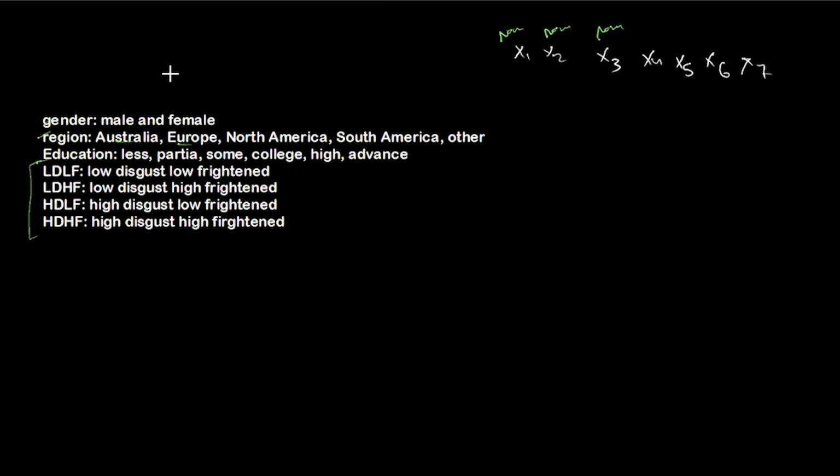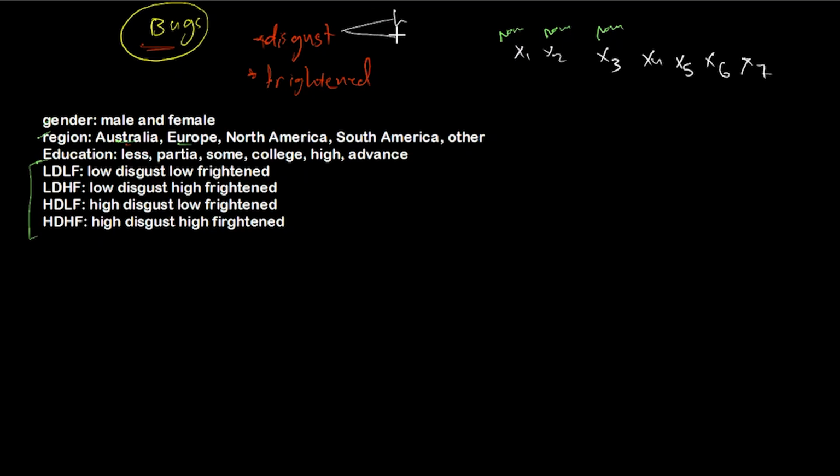What is the idea? The researcher wanted to figure out the perception of citizens of those regions. How do they perceive the problem of bugs? In order to capture that, the researcher decided to measure two factors. The first one, the factor of feeling disgust, and the second one being frightened, by deciding a low level of feeling disgust and high level of feeling disgust, and the same for low level of feeling frightened and high level of feeling frightened.